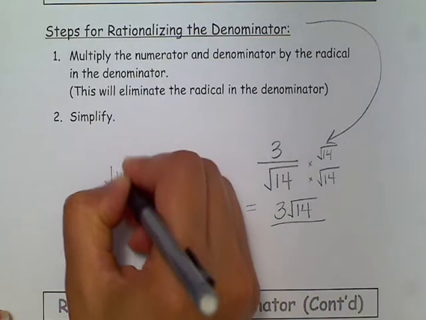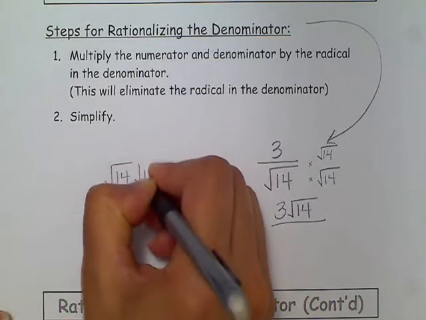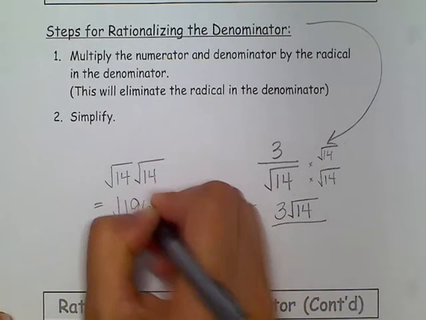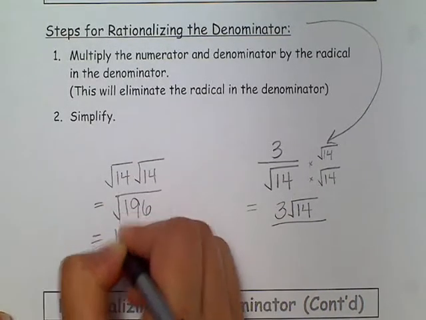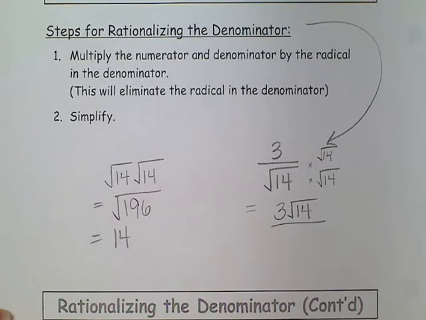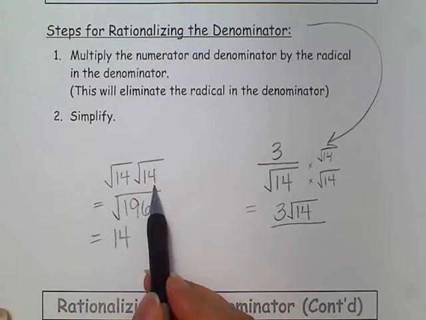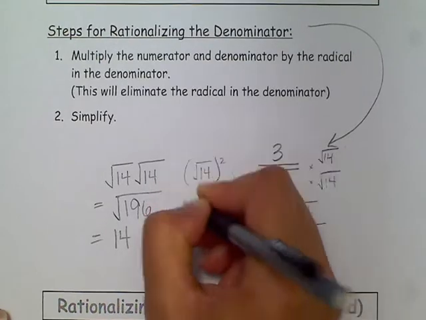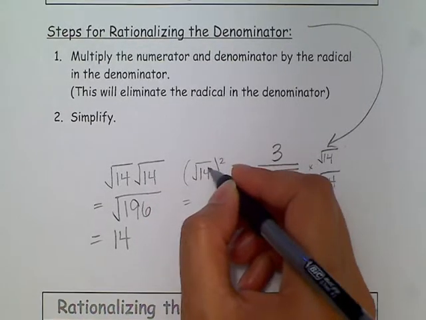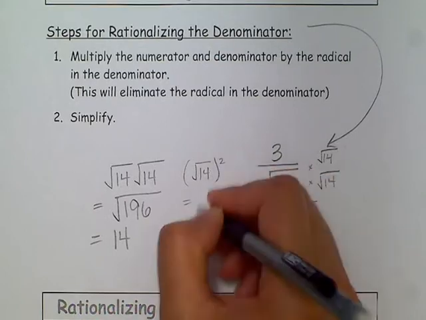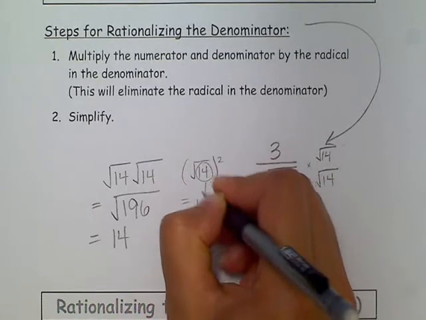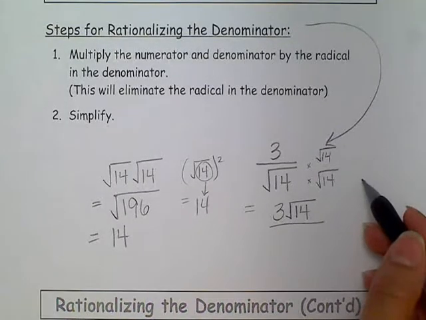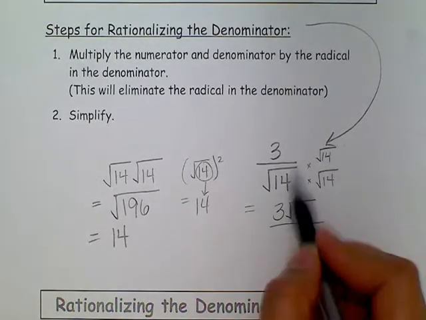Now I'm going to show you what happens on the side here. When you multiply the square root of 14 times the square root of 14, you get the square root of 196. And coincidentally, that's equal to 14. And so when you multiply a radical by itself, it's essentially the same thing as squaring that number. When you take the square root of a number and then you square it right after, you end up getting the radicand value that's underneath. Okay, so that's a quick way of eliminating a radical from the denominator.